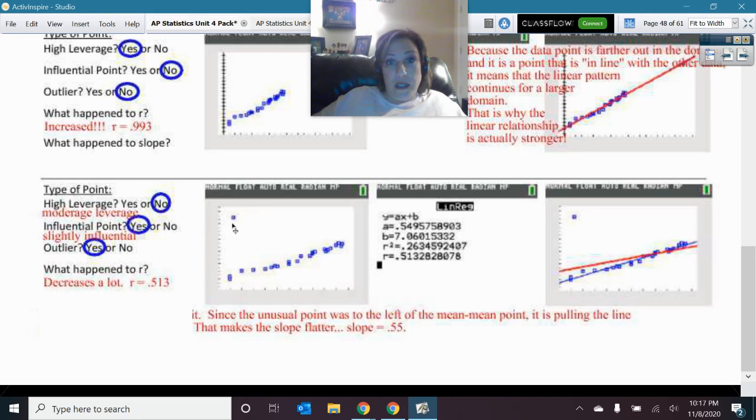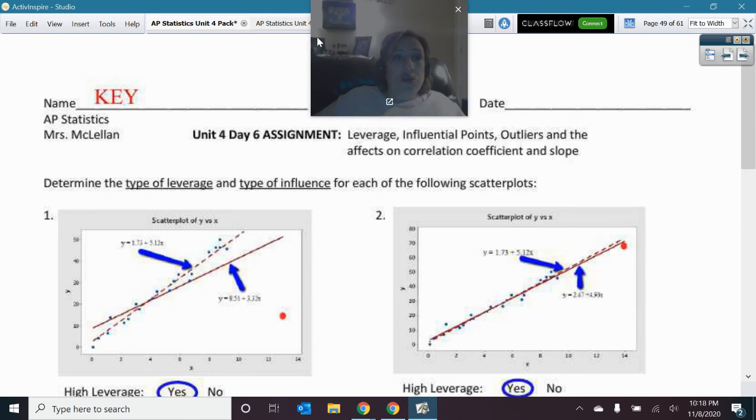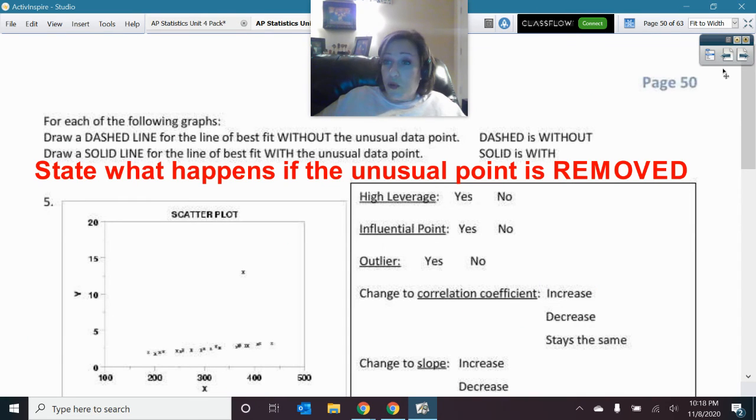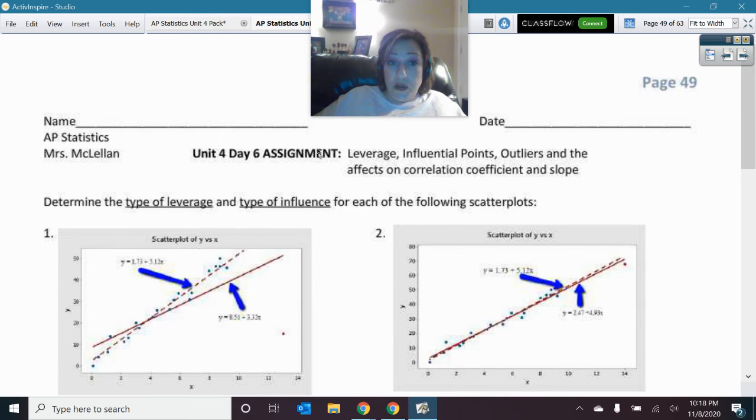All right, so here's what's important. Let's think about this. Do you see how this point is to the left of the center? So it's going to pull that line up a little bit. This back end, it's going to pull it up towards it. So you can see that happening over here. So really that's making that slope a little flatter. That is why that slope decreased, because it pulled up the back end and flattened it out some. Okay, very, very important.